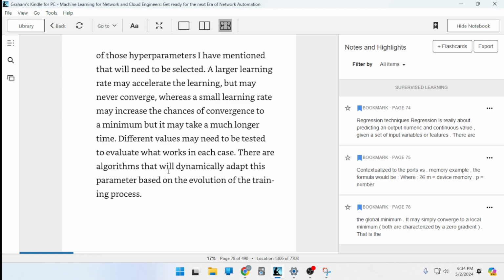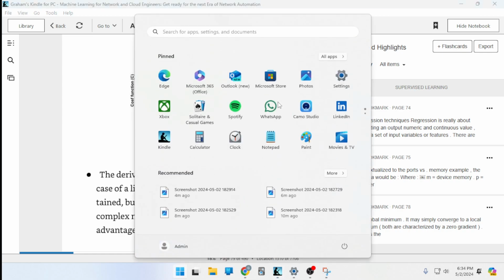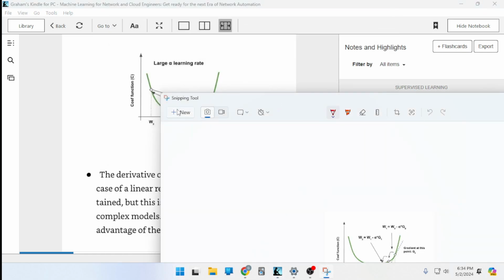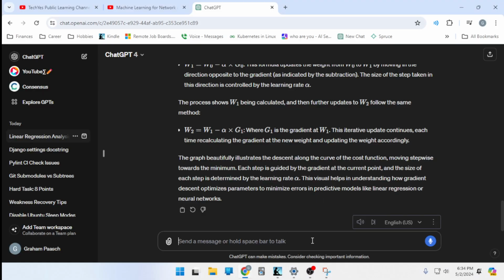There are algorithms that will dynamically adapt this parameter based on the evolution of the training process. So here's another gnarly graph. Let's put it in ChatGPT.